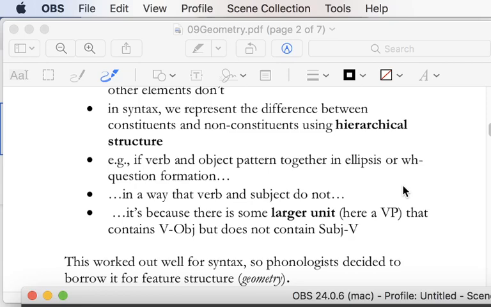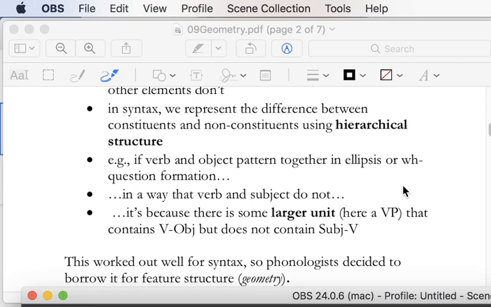We look at some phenomena. So if you can say, the little mouse ate some cheese on Friday and the cat did so on Wednesday, then that's an ellipsis phenomenon where the verb and the object are patterning together. You can't do the same thing with the subject and the verb. It doesn't work. And therefore, we better have a theory where you can have a structural unit, a constituent, that contains the verb and the object, but not the subject. We call that a verb phrase.